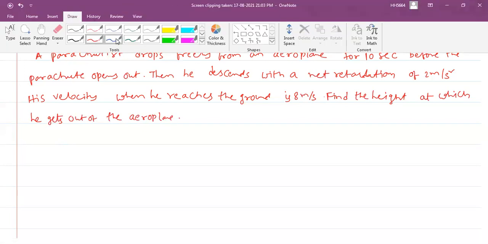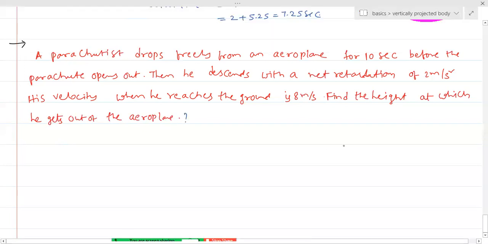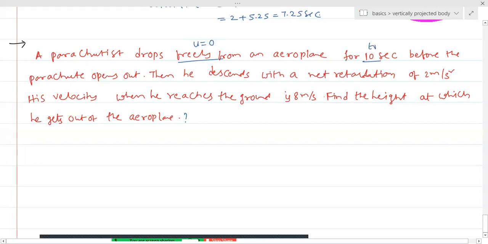He gets out of the... So first you need to analyze the question. He drops freely, so that means initial velocity equals 0 for 10 seconds. This is the T1 before the parachute opens out. So it will act as a freely falling body for 10 seconds.